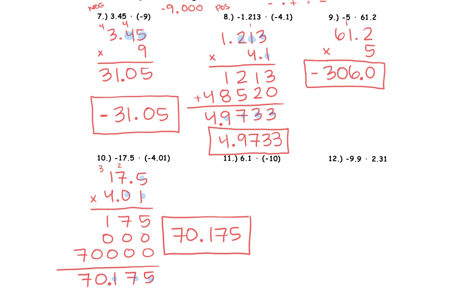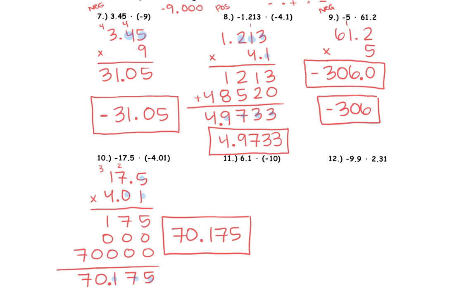The other thing I noticed here is that because they have different signs, one's positive and one's negative, I knew my answer needed to be negative, so don't forget to put that negative sign on at the end. And then I have negative 306.0, and that's a totally fine way to write your answer. We also know that obviously that 0.0 is not necessary, so it also would be fine if you put negative 306.